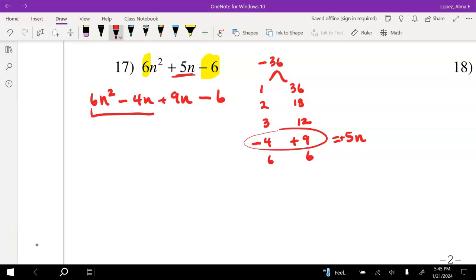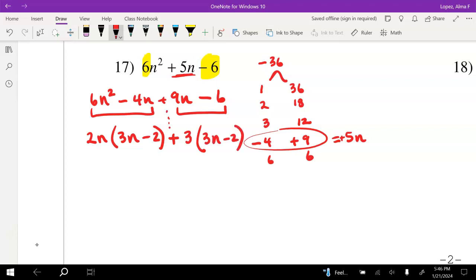I'm going to group the first two together. I'm going to group the second two together. The first two pieces have a 2 and an n in common. When I factor it out of the first term, it's going to leave behind a 3n. When I factor it out of the second term, it's going to leave behind a negative 2. Bring down the plus sign between them. 9n and 6 both have a 3 in common. When I factor it out of that second group, it's going to leave behind a 3n minus 2.